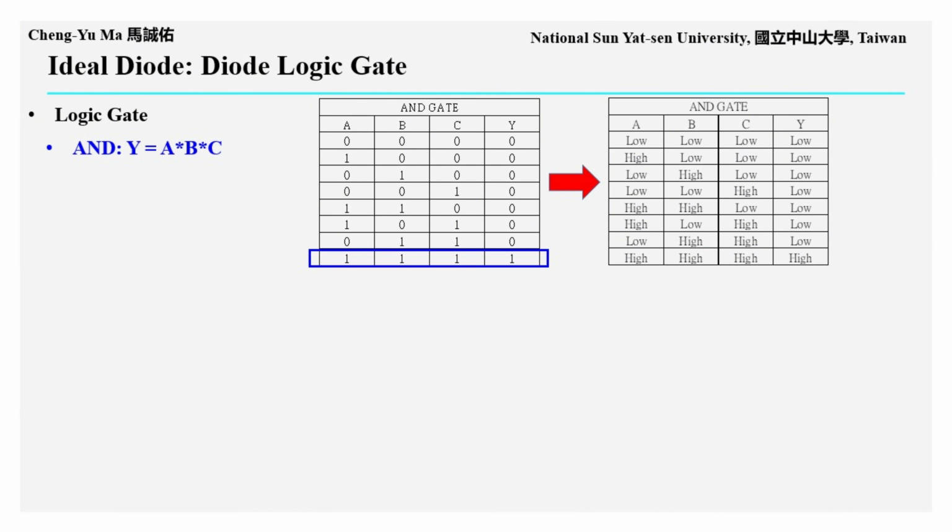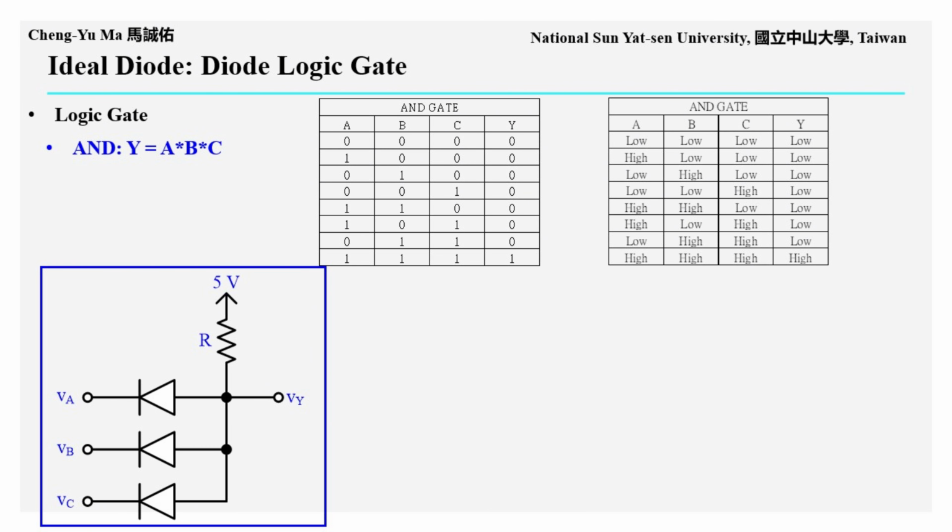Next, let us introduce another logic gate circuit, the AND gate. Its operation can be written as Y equals A and B and C, which is represented by Boolean multiplication. In simple terms, an AND gate outputs 1 only when all input signals are 1. If any input bit is 0, the output bit becomes 0, as shown in the truth table.